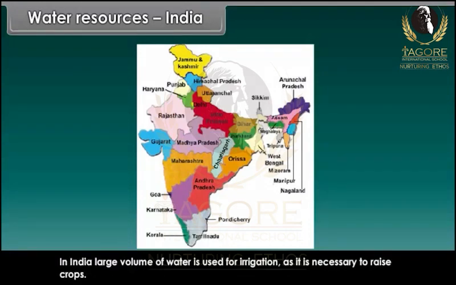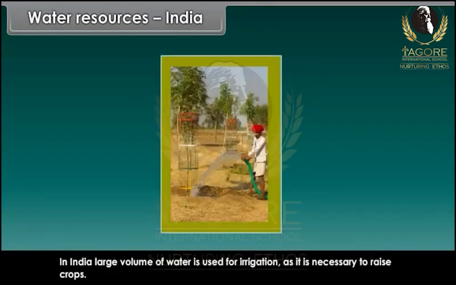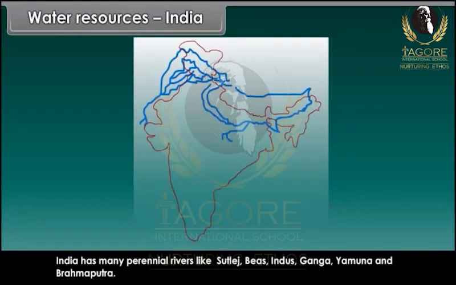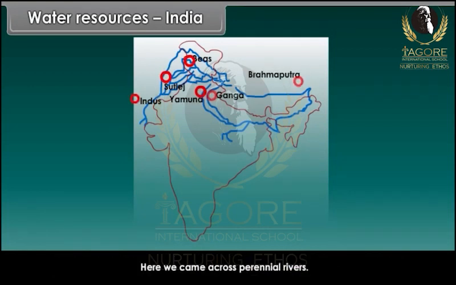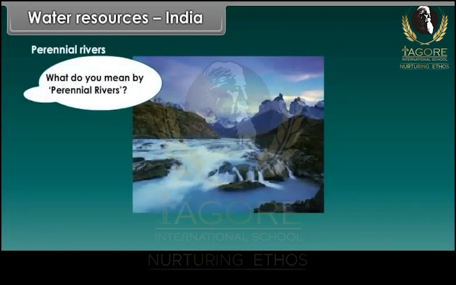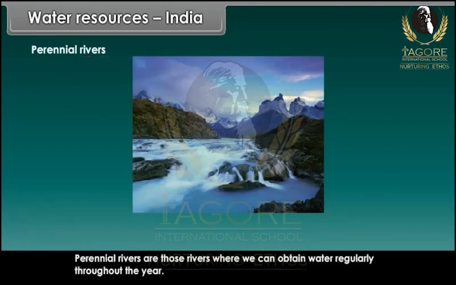In India, large volume of water is used for irrigation, as it is necessary to raise crops. India has many perennial rivers like Satluj, Beas, Indus, Ganga, Yamuna and Brahmaputra. Here we came across perennial rivers. What do you mean by perennial rivers? Perennial rivers are those rivers where we can obtain water regularly throughout the year.